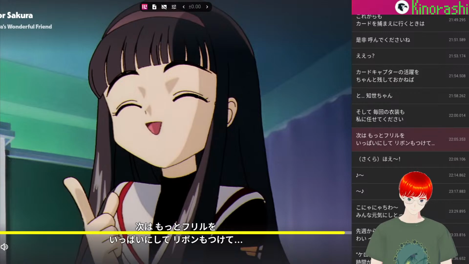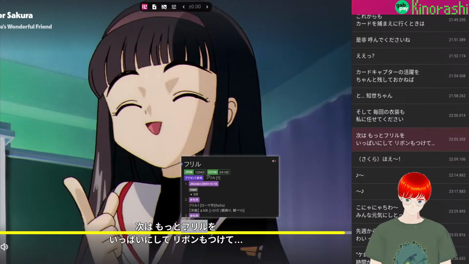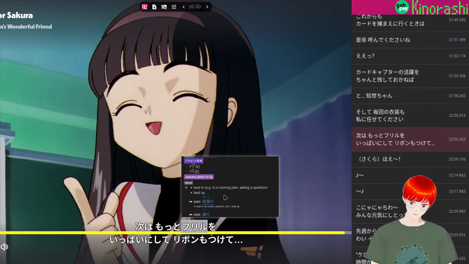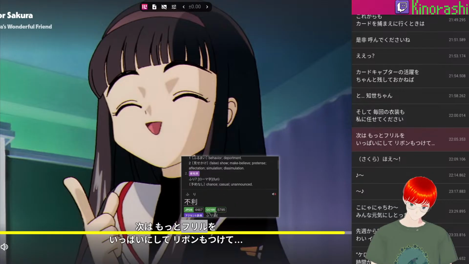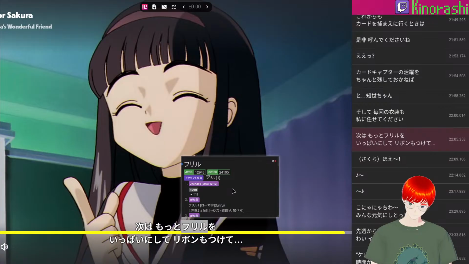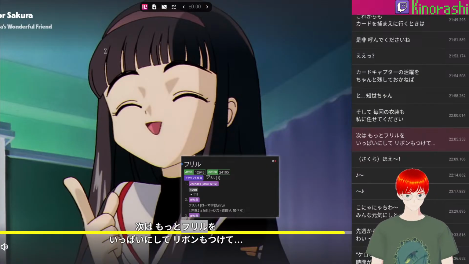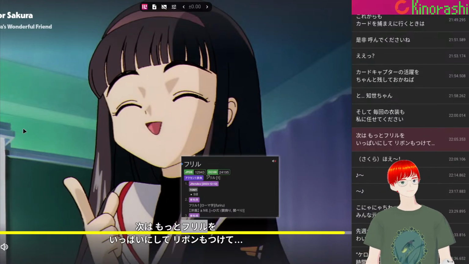Tsugi, motto, furiru, frill, furiru. I think she's referring to frills on clothes.